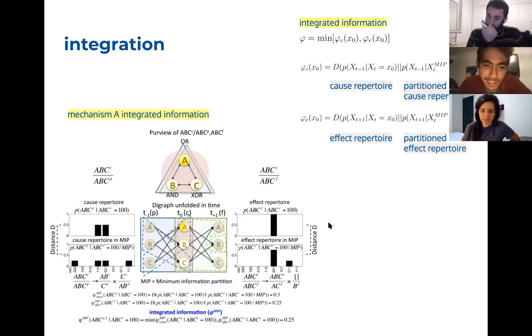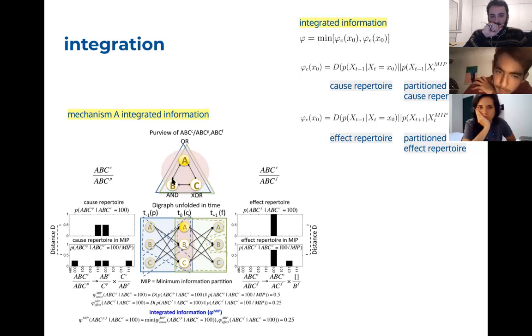So now you also want to see if certain parts within the system are irreducible parts. Take A, B, and C. You also want to know if A, B, and C exist as an irreducible part of the system, right? So the way you know whether A, B, and C exist as a part of itself is you partition it. Instead of comparing these cause repertoires and effect repertoires to maximum entropy distributions, you compare them to partitioned versions of these mechanisms.